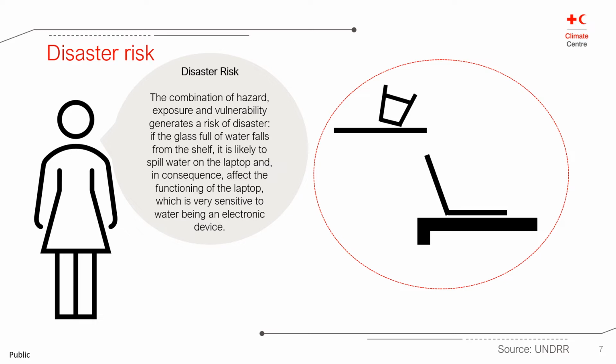If the glass full of water falls from the shelf, it is likely to spill water on the laptop and in consequence affect the functioning of the laptop, which is very sensitive to water, being an electronic device. In our context of anticipatory action, the disaster risk is that possibility or likelihood that either a community or a particular infrastructure or a particular livelihood could be impacted, could be affected, could suffer because it is exposed to a particular hazard like a flood or a heat wave or others.